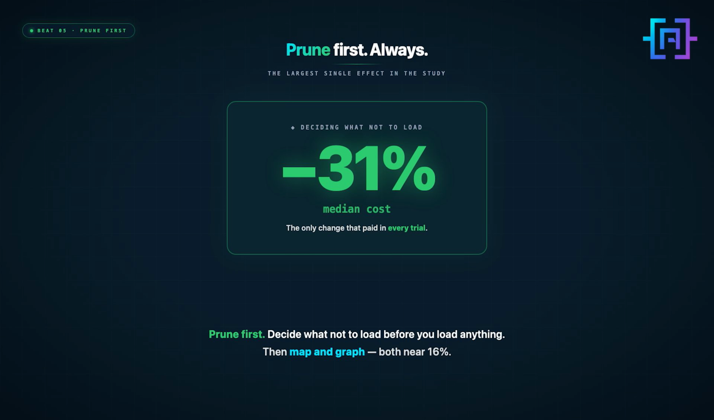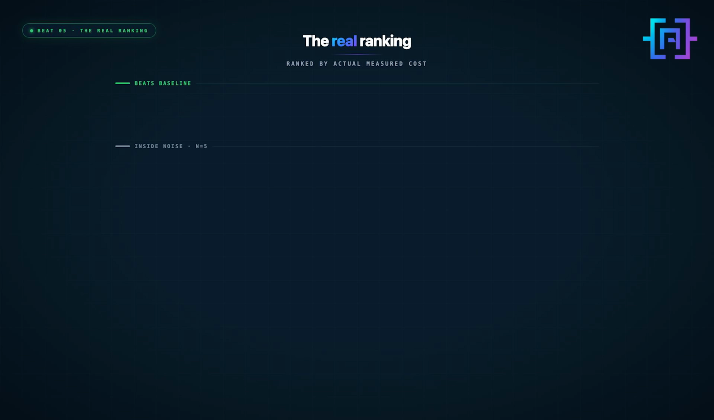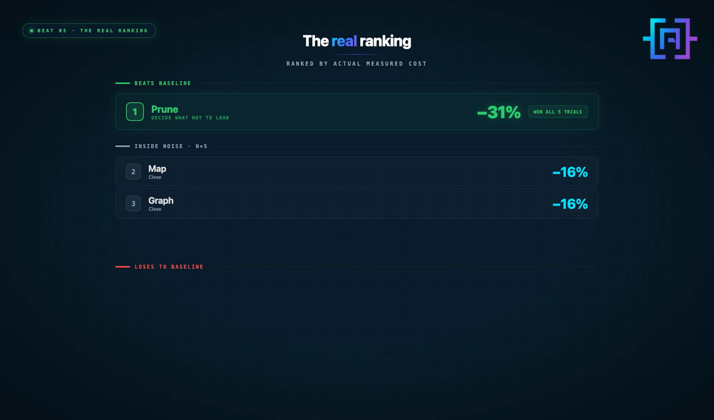Then map and the graph, which both landed near 16%. Real, but inside the noise at 5 trials. Cache is a pricing question, not an architecture question. And retrieval goes last, only when the corpus is large and the relevant fraction is small. On our task, it was the worst option available.